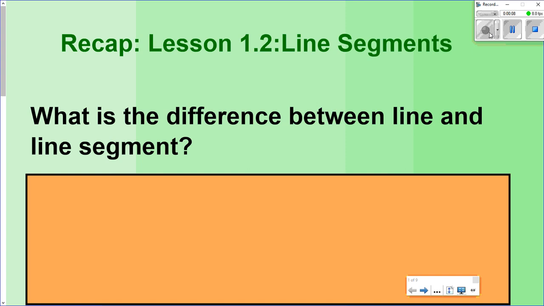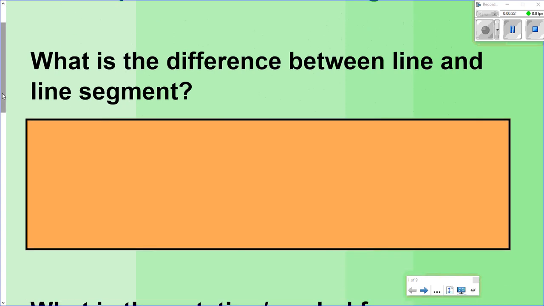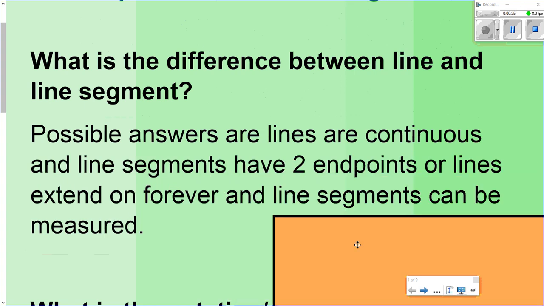Before we go to our next lesson, we're going to do a recap of Lesson 1.2, line segments. We learned about the difference between line and line segments. So what is the difference between line and line segment? There might be various answers based on how you would answer it. Possible answers are lines are continuous and line segments have two endpoints. Or you could have said lines extend on forever and line segments can be measured. But you know that the difference between them is that a line goes on and on forever. Segments start and then stop at a certain point and can be measured.